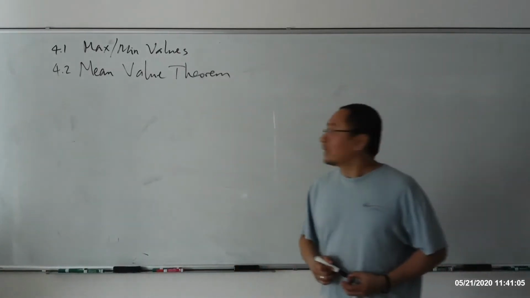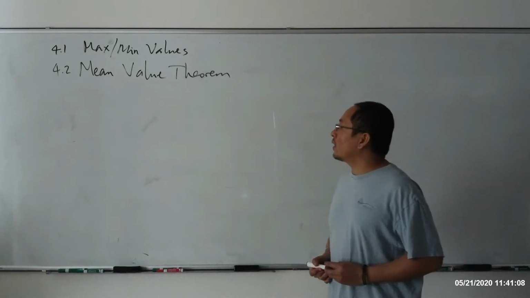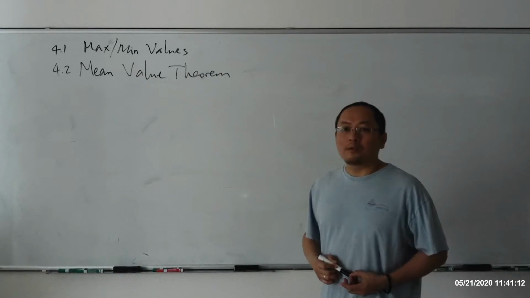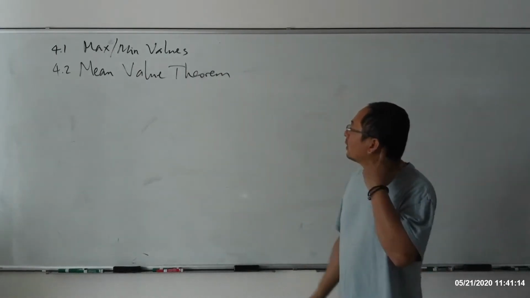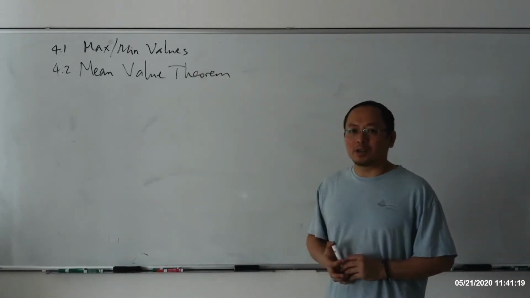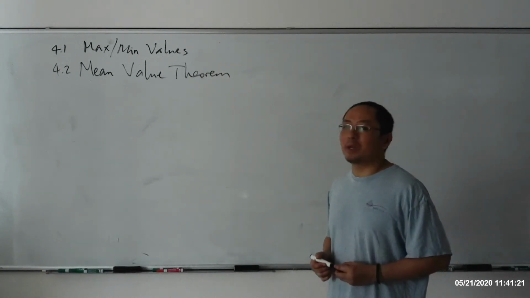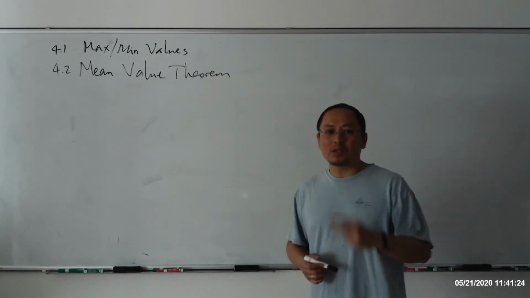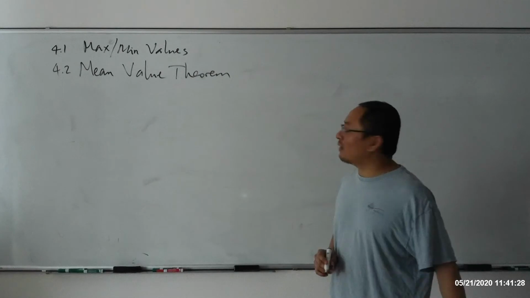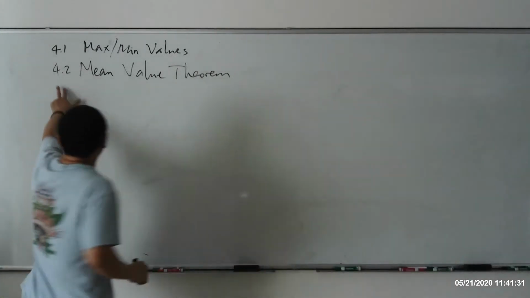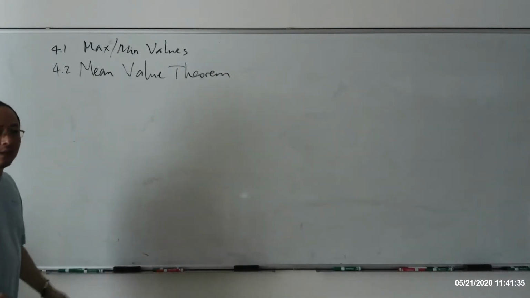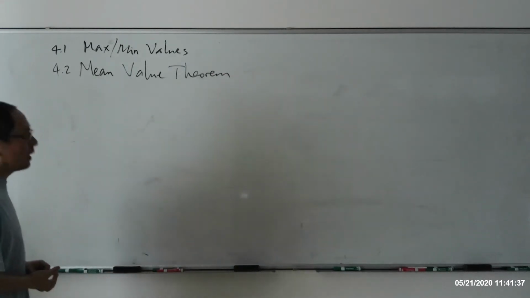Hello everyone. In this video clip today, I'm going to start chapter 4 with the first two sections, 4.1 and 4.2. The first one, 4.1, is actually a review, a recall from your college algebra. We talk about the maximum and minimum values. Basically, we have two types of max and min: the absolute max and min, and the local max and min values. So let's recall it first before we move on to section 4.2, which is something new called the mean value theorem. So we're going to start with the max and min values.